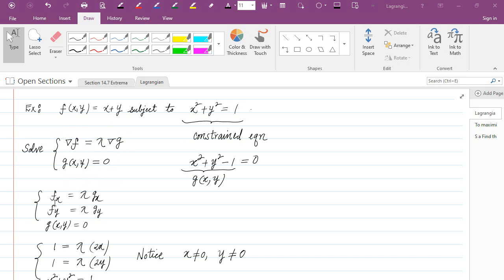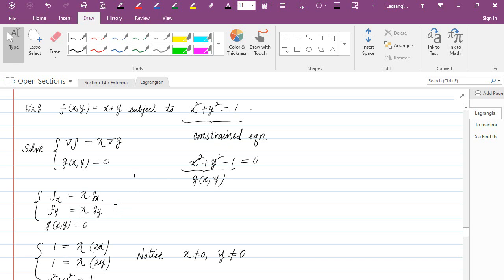Okay, so the first equation here is equivalent to two equations: fx is lambda gx, fy is lambda gy. So what is fx? fx is 1, and fy is 1 as well. gx would be 2x, and gy would be 2y.